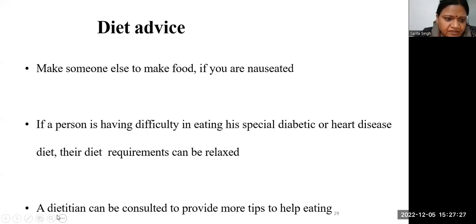Diet advice: make someone else prepare the food if you are nauseated. You can give this advice to the patient or their attendant. If the person has difficulty eating, or has diabetes or heart disease, the requirements can be relaxed and a dietitian can be consulted. You can take help from the dietitian so that the food is easily digestible and cannot aggravate the symptoms of nausea and vomiting.